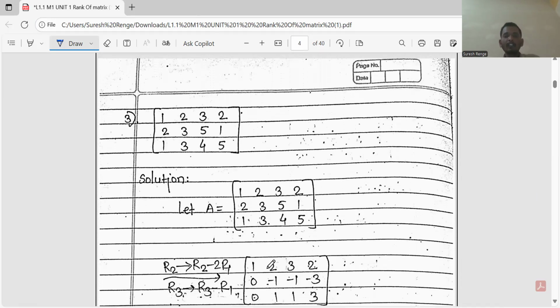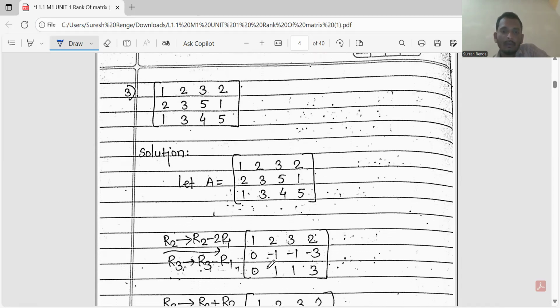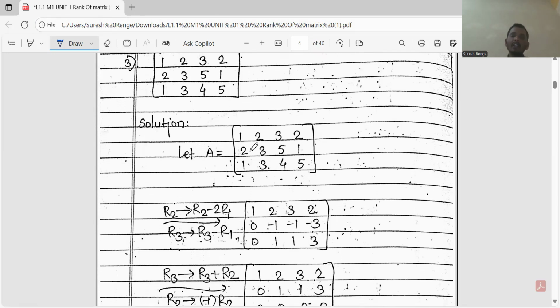Let us take question number 3. Now we want to discuss this question number 3: find the rank of the matrix by using echelon form. Let me discuss and write the solution. Whatever the matrix given, write that matrix as it is. Okay, we are writing this matrix as it is.